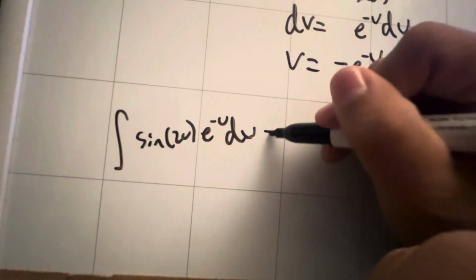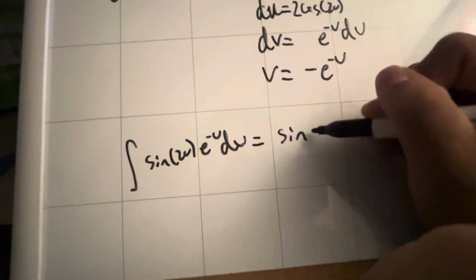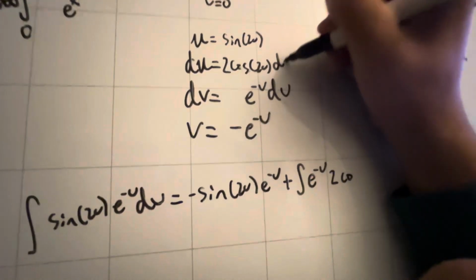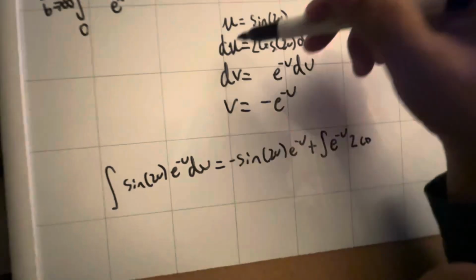equals sine 2u times negative e to the negative u, minus, or rather plus, because of that negative right there, e to the negative u times 2 cosine 2u du. Wait, that's embarrassing. Don't worry about the notation, like I said.